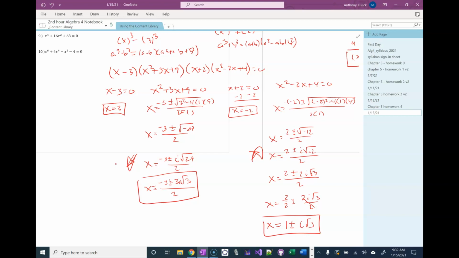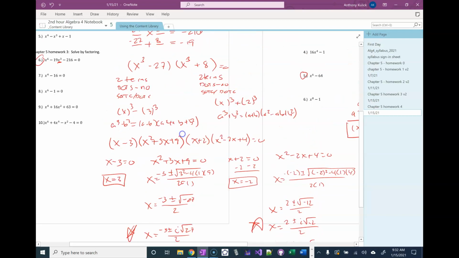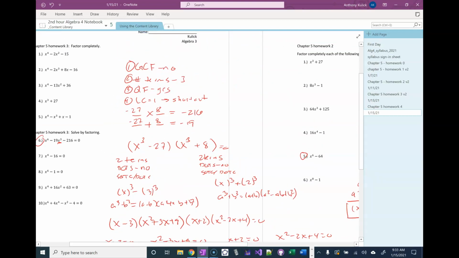Okay. Anybody else with questions from any of these groups on this recent homework? Okay.